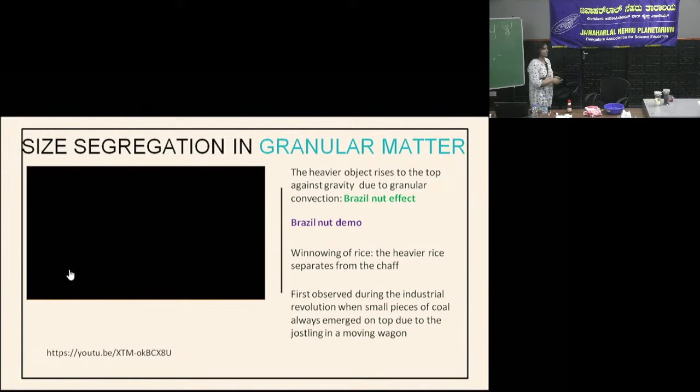So by the way, this is just a little trivia. It was first actually really observed and recorded during the Industrial Revolution in Europe, in the 18th century. Because at that time there was a lot of industrial production going on, lots of coal was necessary. So coal used to be transported in wagons. And people had noticed then that there was segregation between the big pieces of coal and the little pieces of coal. And that was because of the Brazil nut effect, and because chunks of coal are granular matter.